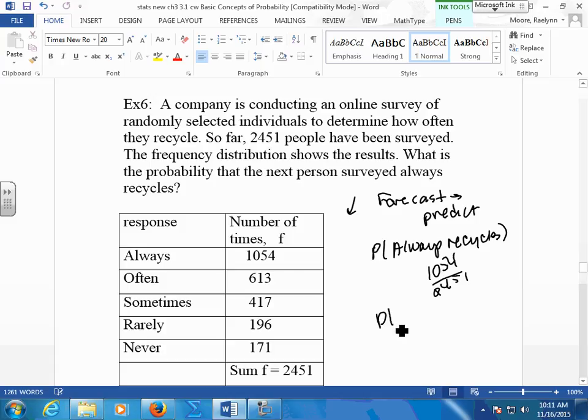What is the probability that the next person I pick never recycles? 171 over 2451. Okay. Based on my distribution, I can predict what's going to happen next. I can forecast, predict, guess what the next person is going to do based on the results of this. Will I be right? Nope, because again, it's experimental. These are not theoretical. These are experimental. They will change with the next group of 2,400 people that I survey. Every time I do this, they will change. So this is called my empirical results, and I like to say experimental because that's your experiment that you do.